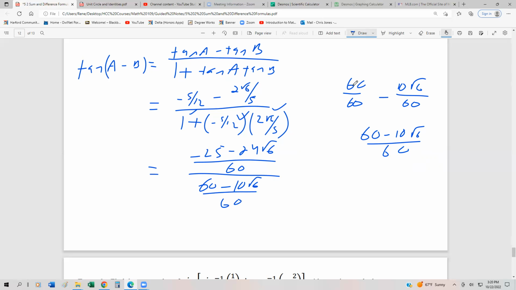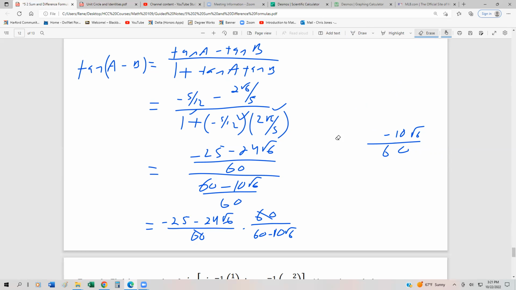All right, now we're still not done because unfortunately, we're going to have to simplify this expression. You can see how hairy this gets. We're going to multiply by the reciprocal of the denominator. So negative 25 minus 24 roots of 6 divided by 60, times the reciprocal, 60 over 60 minus 10 roots of 6. And so fortunately, those cancel out, right? And now what we end up with is negative 25 minus 24 roots of 6 divided by 60 minus 10 roots of 6.